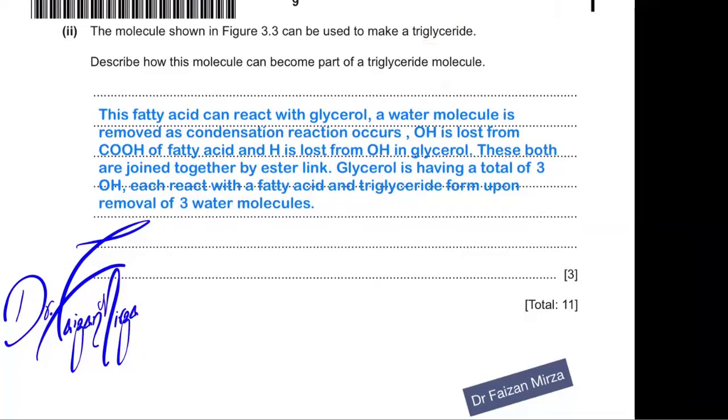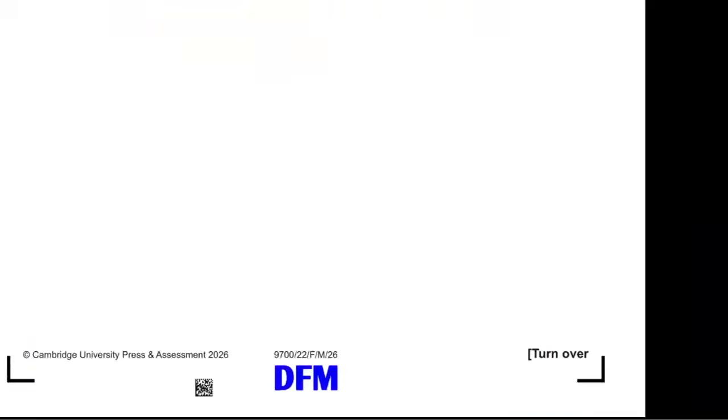The fatty acid can react with glycerol. A water molecule is removed by a condensation reaction. OH is lost from the carboxylic acid of the fatty acid, and H is lost from the OH of glycerol. These both are joined together by an ester link. So glycerol has three of these. So a total of three fatty acids can attach, including this one. So a total of three water molecules will be removed.